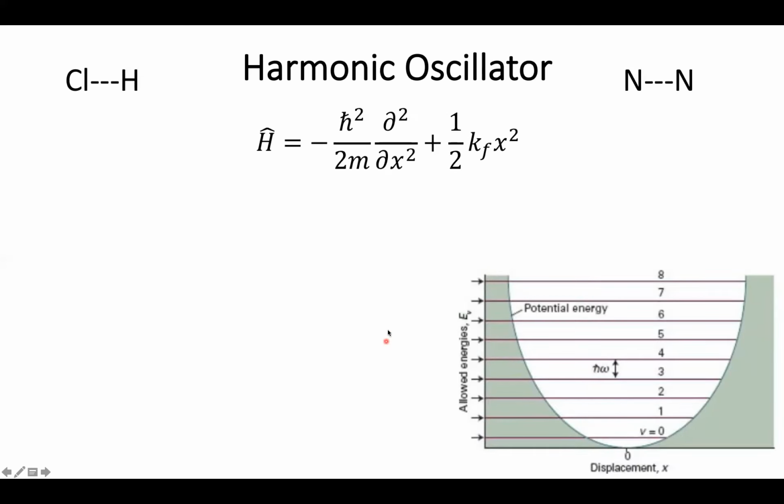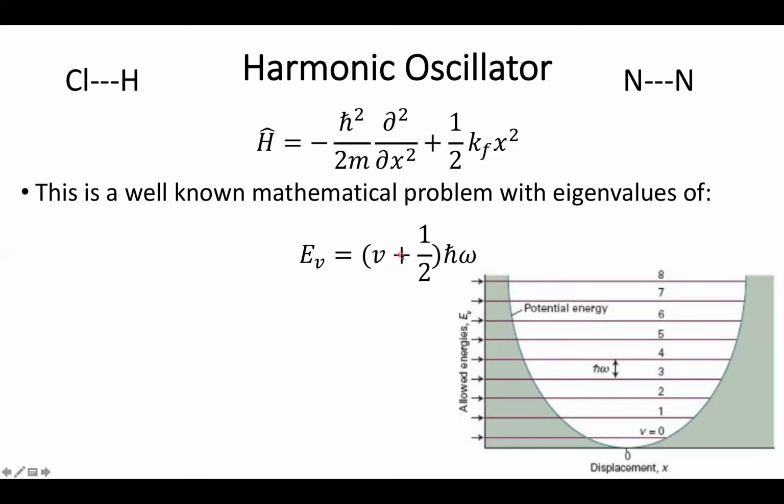So what we can do is try and use this to model essentially the movement of a diatomic molecule, whether it's chlorine and hydrogen or nitrogen and nitrogen. And it turns out that this operator actually does have a well-known set of eigenvalues. And the eigenvalues follow a fairly nice form, where the energy is going to be related to a quantum number v. So thus you'll see E_v. This does not mean it's the potential energy. Sorry for any confusion that may cause. It's instead the energy of the v state. So we have the quantum number v plus 1/2 times our good old friend h bar times omega.